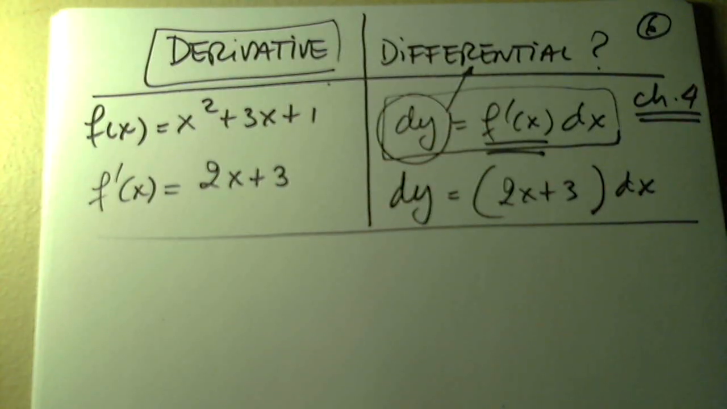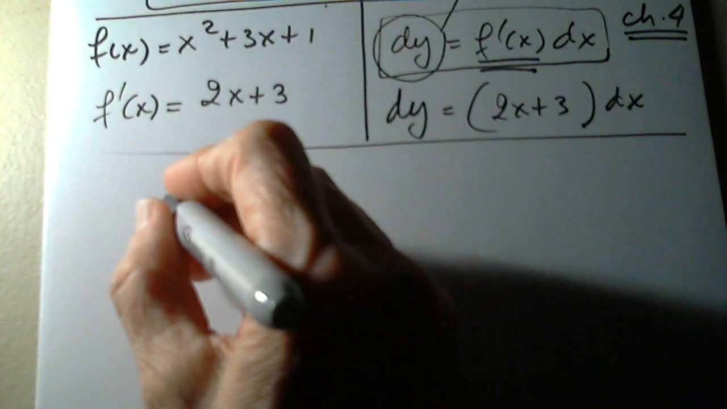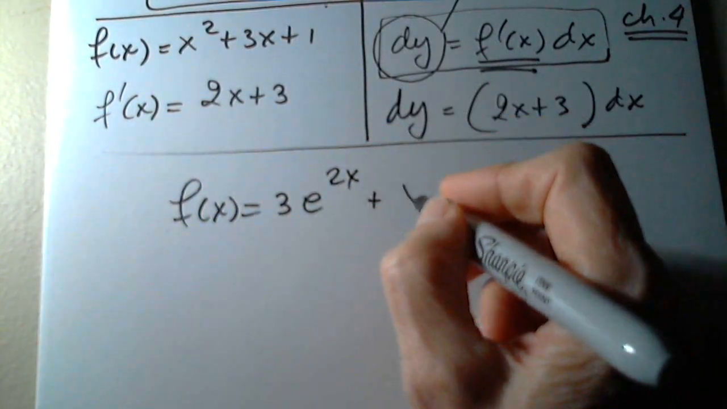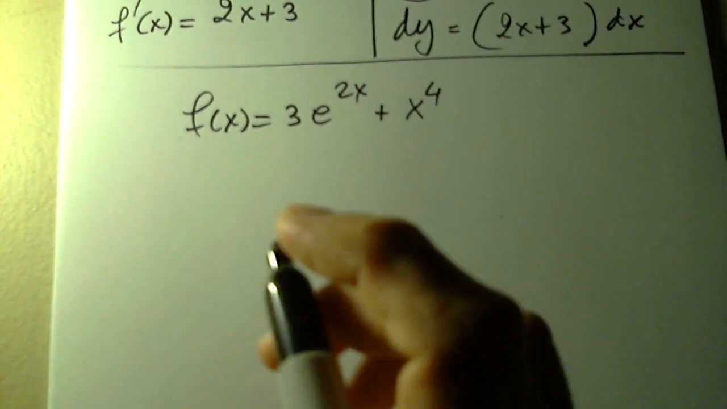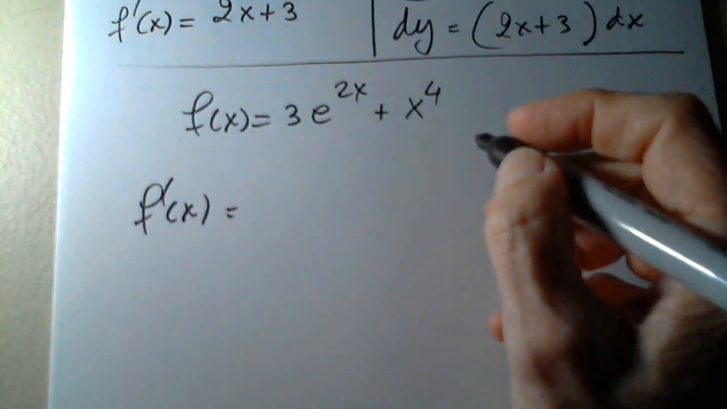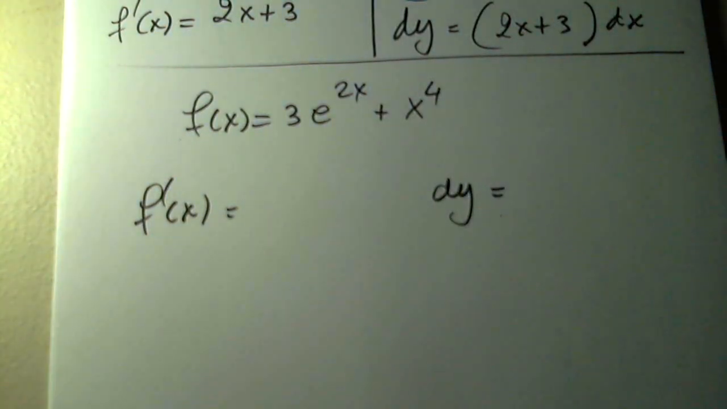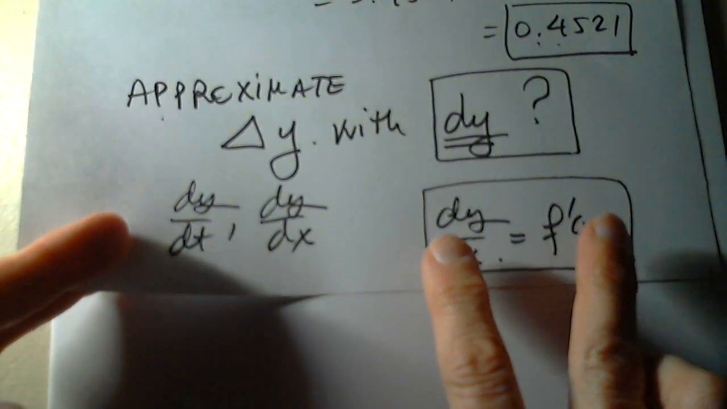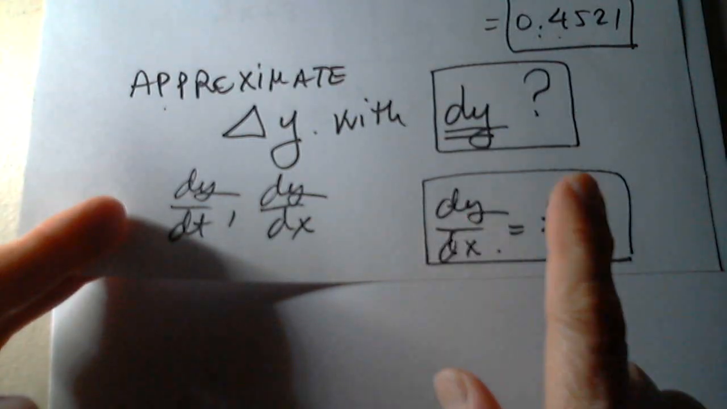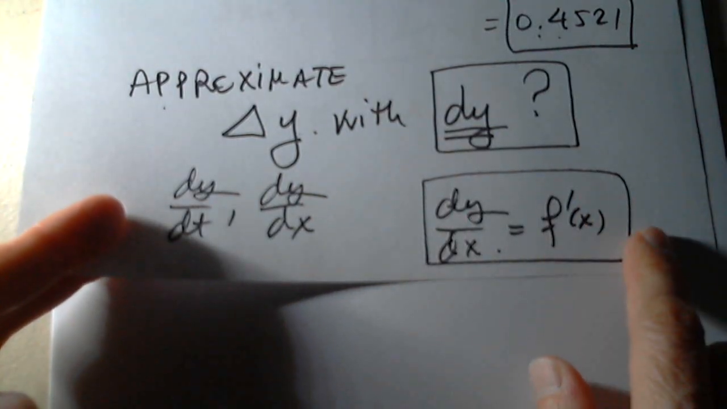Okay, so let's try another function. Let me make up one. So let's say f of x equals 3 e to 2x plus x to the fourth. I would like us to find f prime, which is the derivative, and I would like us to find dy, which is the differential of the function. How was the differential determined? From this relationship, we multiplied both sides by dx. So dy equals f prime of x dx.